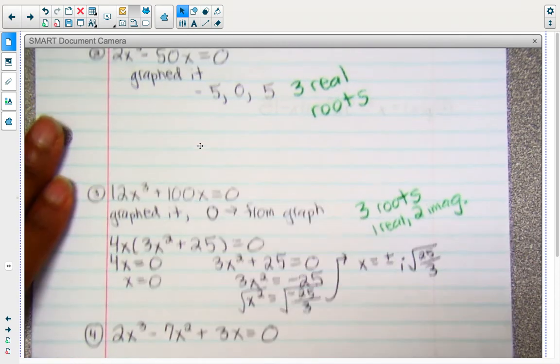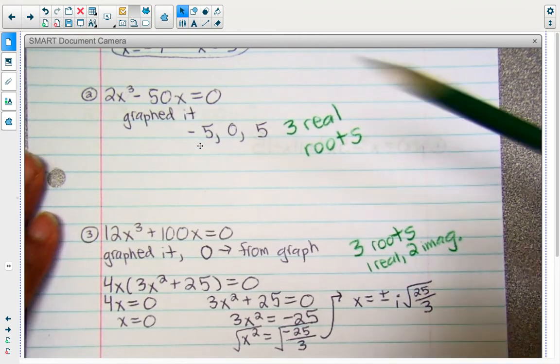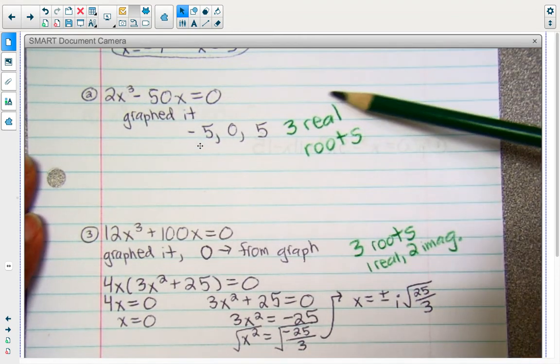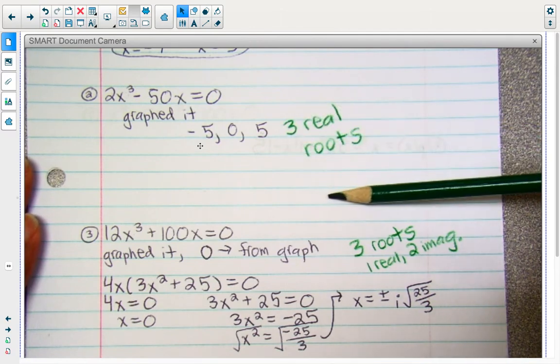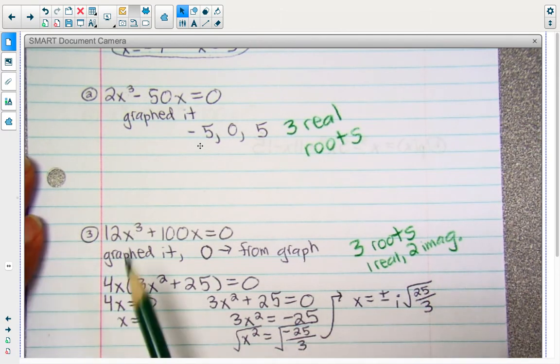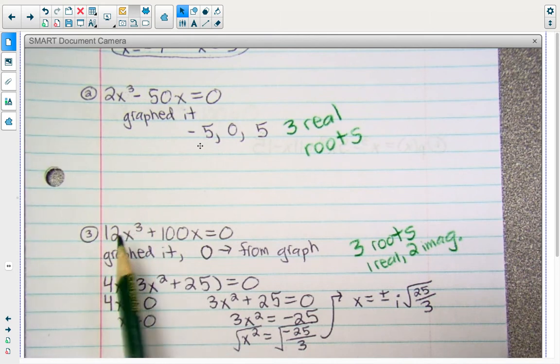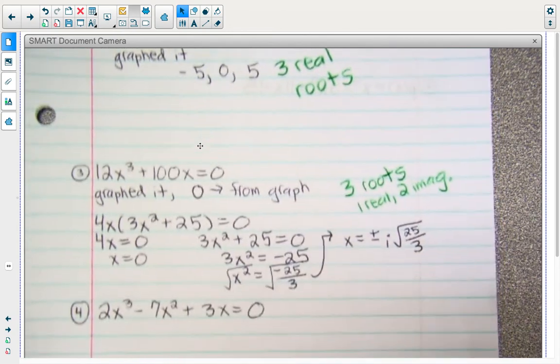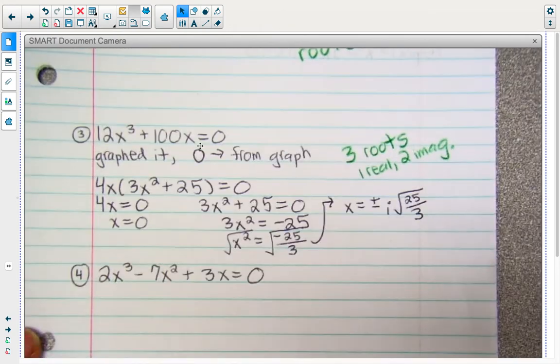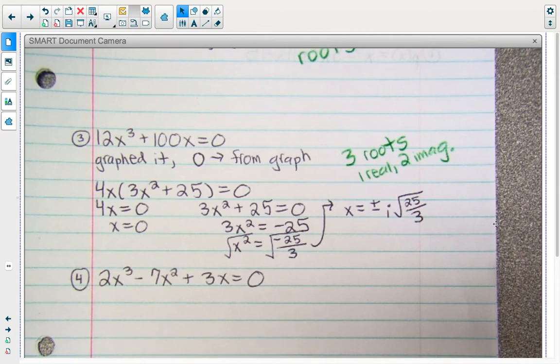So if I compare problem number 2 to problem number 3, notice when I graph it, it can cross all positive and I can have 3 real roots, so you can cross all at the same time. Or if I compare that to another cubic function, I can have 1 real and 2 imaginary. Let's do one more, and then we're going to incorporate synthetic division into helping us find our solutions.